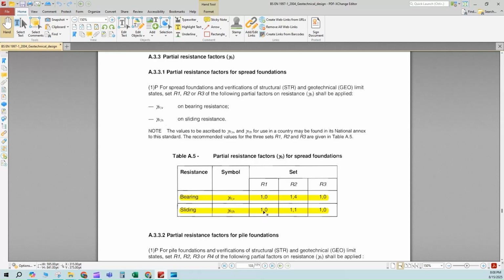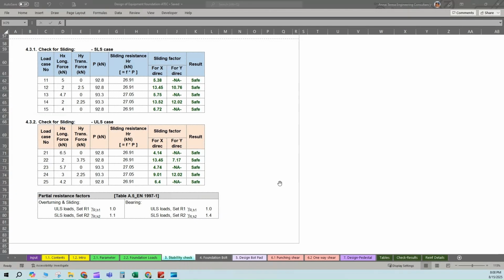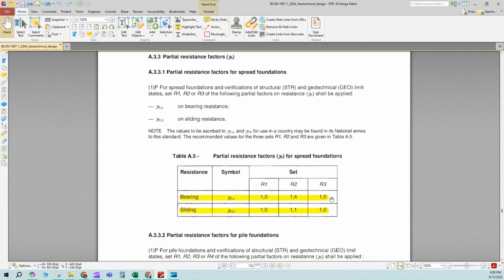It means that R1 and R3 are applicable for the structural and foundation sizing, element design, and R2 for geotechnical resistance. So R2 we need to consider for the SLS factor check, and for ULS load combinations we can consider either R1 or R3 for the partial resistance factor. Here you can see that for overturning and sliding we have considered 1, that is the R1 set, and for bearing also we have considered the R1 set, based upon the code mentioned here.